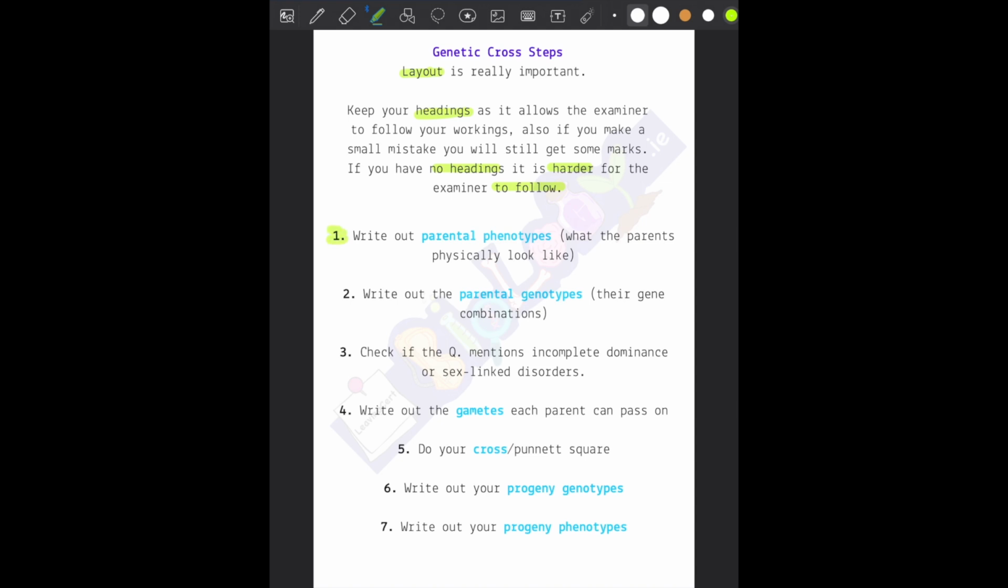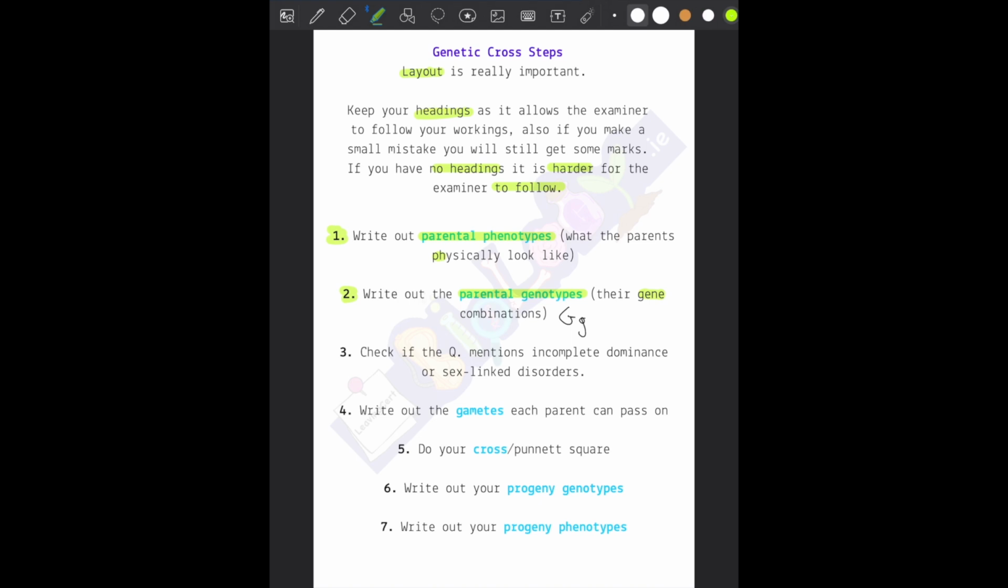So step number 1, write out your heading for parental phenotype. In other words, what the parents physically look like. Remember, PH for phenotype, PH for physical. Number 2, write out the parental genotypes, so their allele combinations, the letters, underneath. So what do they actually look like? Are they homozygous? Are they heterozygous?